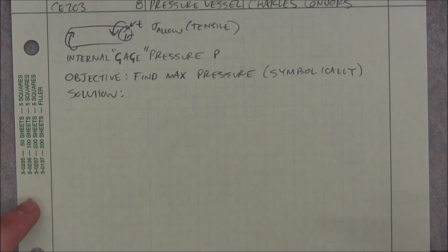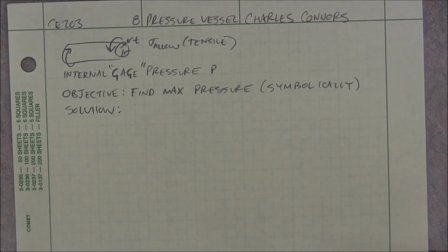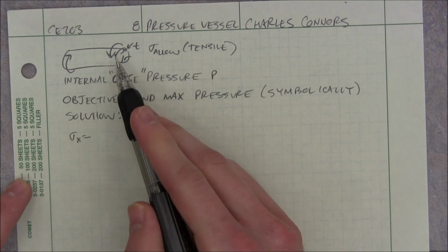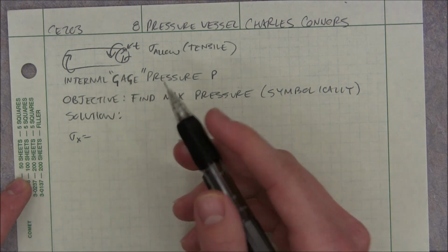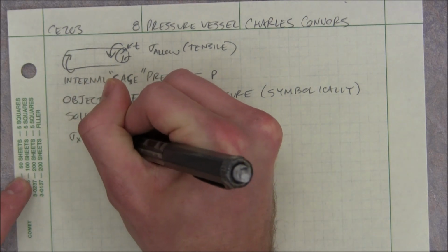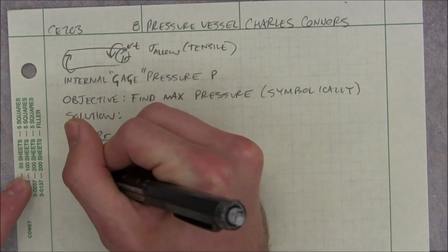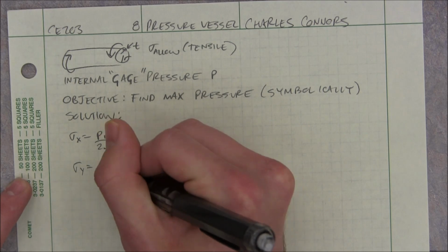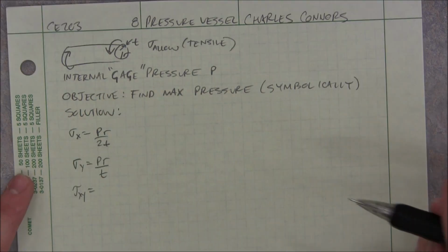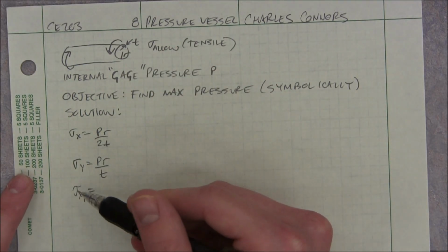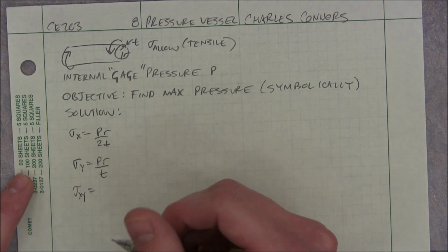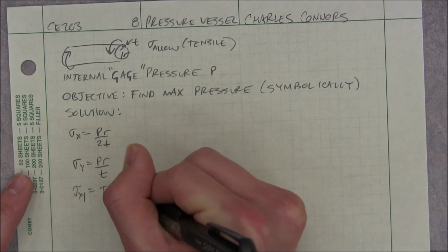All right, first thing that we have to do is solve for our stress element forces. That's sigma x, sigma y, and tau xy. Sigma x is not affected by our torque, only by our internal pressure, so that's going to be PR over 2t. Our sigma y is not going to be affected by our torque either, but internal pressure is going to affect our sigma y. Our torque does, however, affect our tau xy. Our internal pressure does not affect our tau xy. So this is TR over IP.